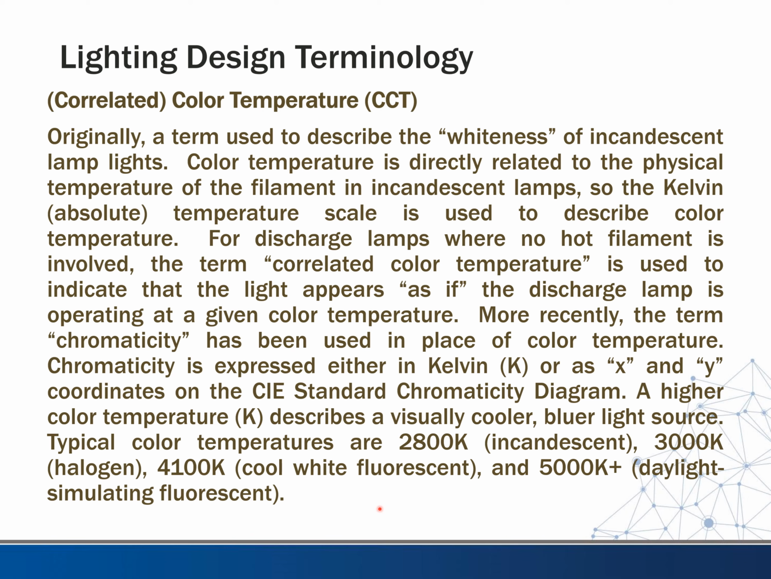So what happened was, we had these filament bulbs like Edison created, the incandescent bulbs, and the more you would turn up the voltage and make the filament hotter and hotter, the color would change and get whiter and whiter. And so they realized that they could describe what color they would get by what temperature the filament would be at. So that's where we get color temperature from.